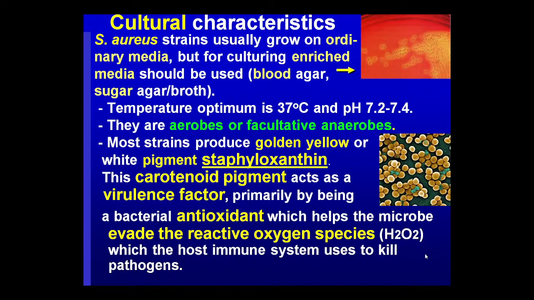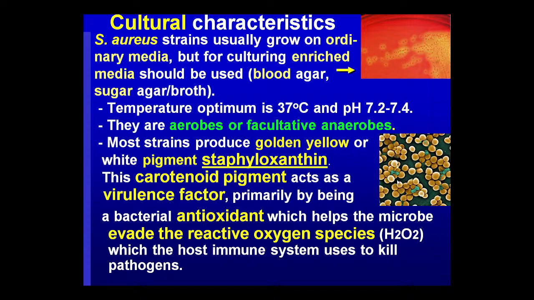So the temperature is usually regular 37 degrees Celsius, and the medium should be neutral or slightly alkaline. These bacteria are facultative anaerobic bacteria, so they may grow with or without oxygen. And the name aureus, Staphylococcus aureus, means they may produce the golden yellow pigment that is called staphyloxanthin.